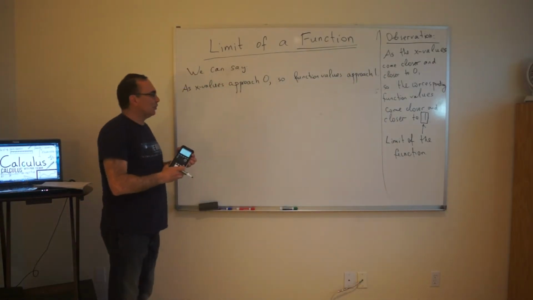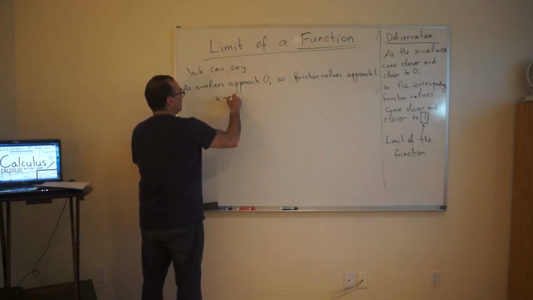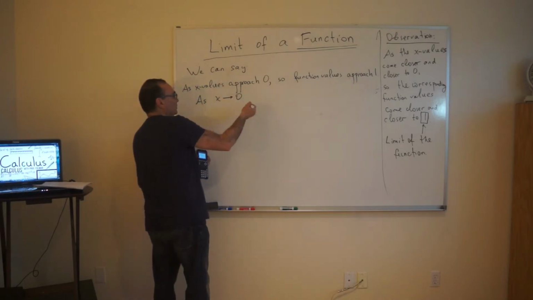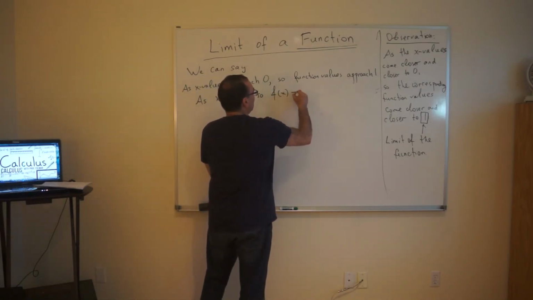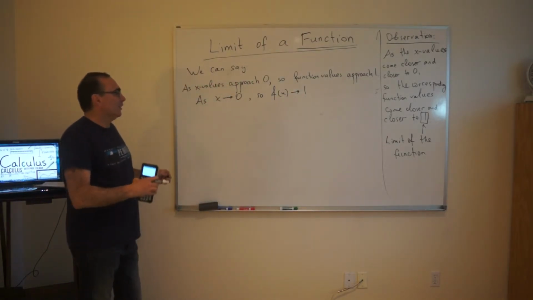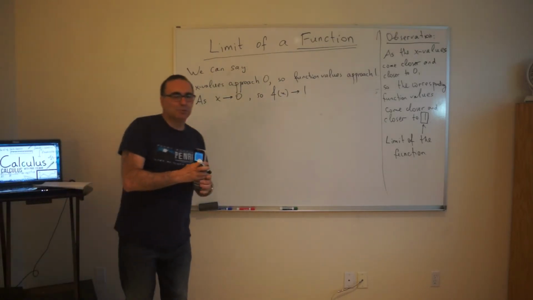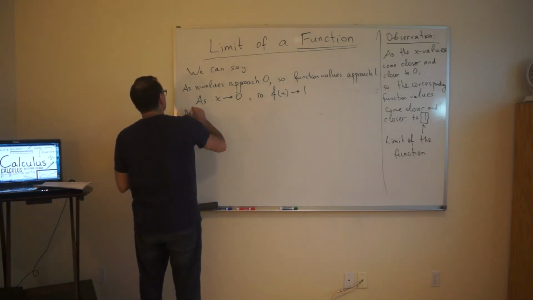We can make it even shorter if we use some mathematical notations like this. The x values approach, often denoted just by an arrow. So as x approaches 0, f of x approaches 1. This is a pretty short notation and it's quite clear, but there is an even shorter mathematical notation which is commonly used in calculus. So here is the math notation.